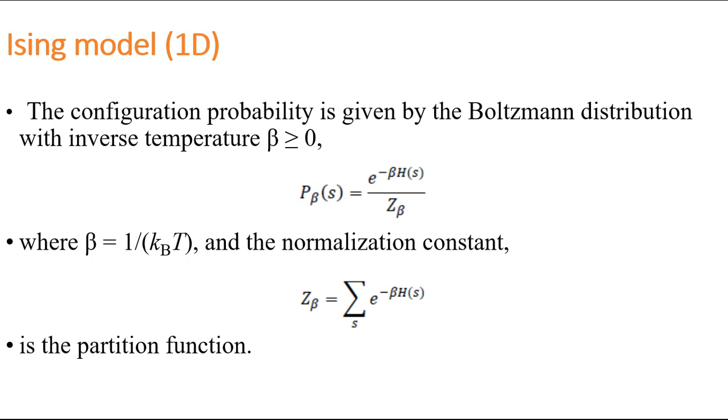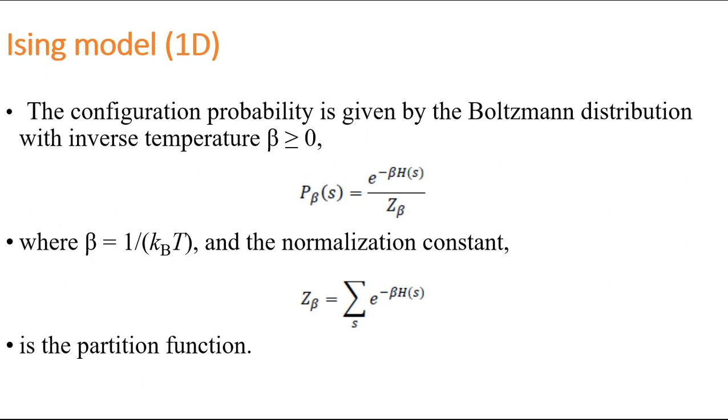The configuration probability is given by the Boltzmann distribution with inverse temperature beta greater than or equal to 0. The probability of finding the system in state S can be written as the exponential of minus beta H as a function of S, divided by Z subscript beta, where Z subscript beta is the partition function, as we discussed.